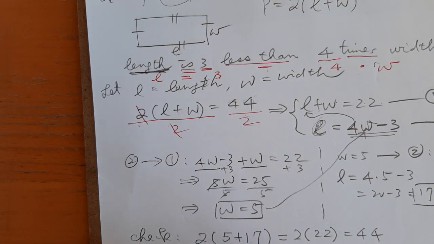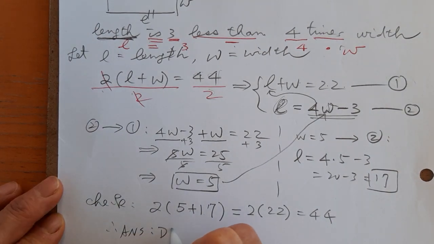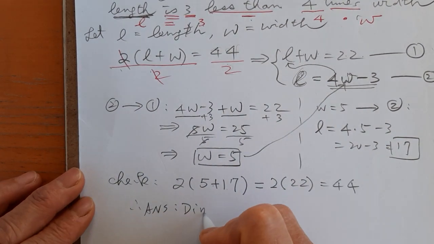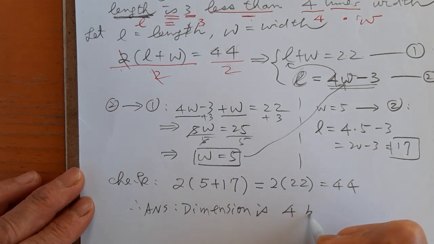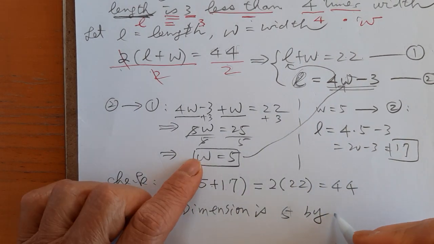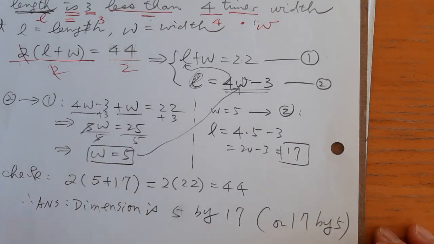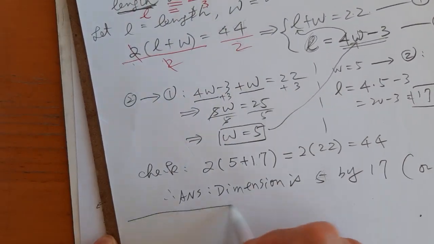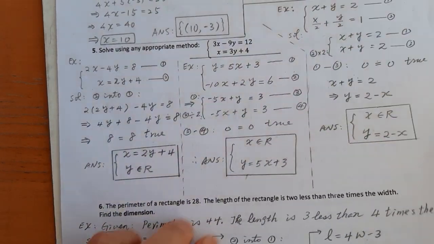So then you put the final answer. The question says dimension. So you put the dimension, it's 5 by 17. Width by length, 5 by 17. Or you can put 17 by 5, either way. Length by width or width by length, either way. Both are correct. That's question 5.